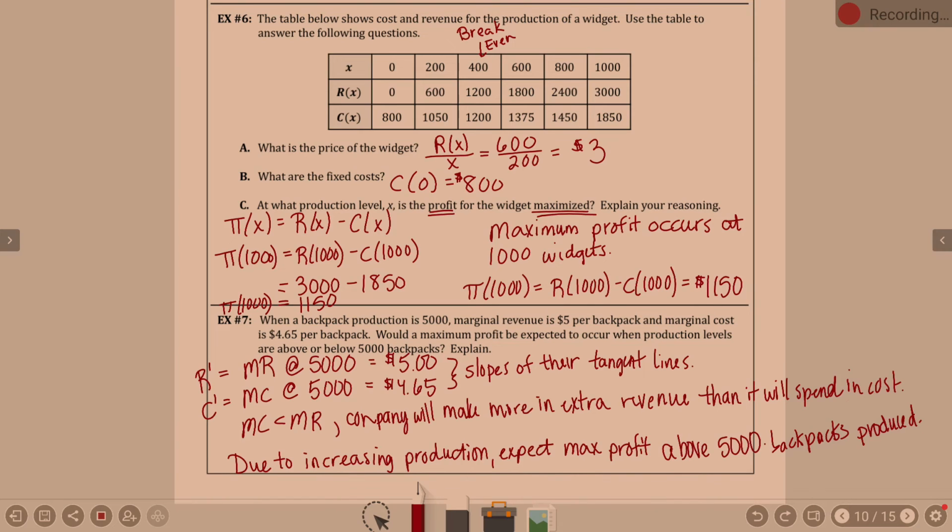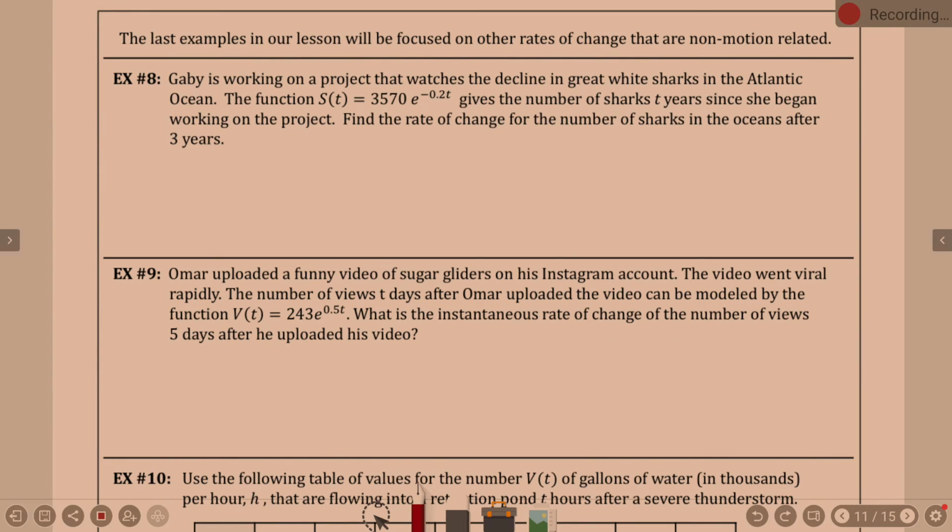The last page of examples are just focused on other rates of change problems. It's not velocity or acceleration, it's not the business stuff, it's just other rates of change. Okay? So, ready when you guys are. Number 8. Gabby is working on a project that watches the decline in great white sharks in the Atlantic Ocean. The function S of t equals that gives the number of sharks t years since she began working on the project. Find the rate of change for the number of sharks in the ocean after 3 years.